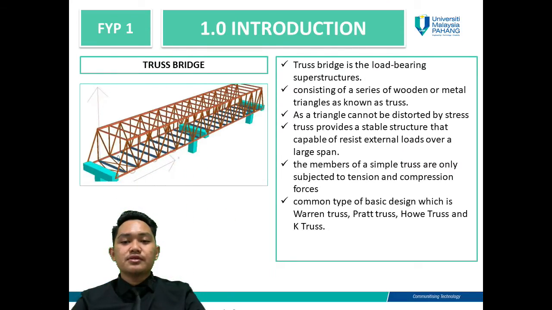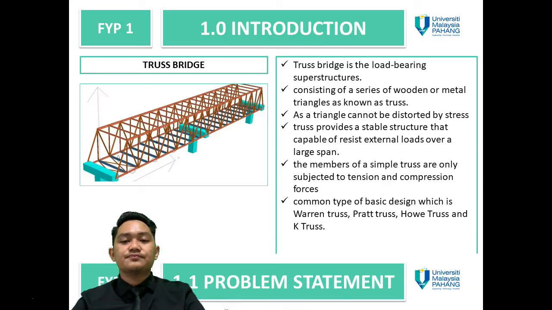Truss bridge. A truss bridge is a load-bearing superstructure consisting of a series of wooden or metal triangles known as a truss. A triangle cannot be distorted by stress. A truss also provides a stable structure capable of resisting external load over a large span. The members of a simple truss are only subjected to tension and compression forces. Commonly used basic designs are the Warren truss, Pratt truss, Howe truss and K truss. In this picture is the Warren truss.